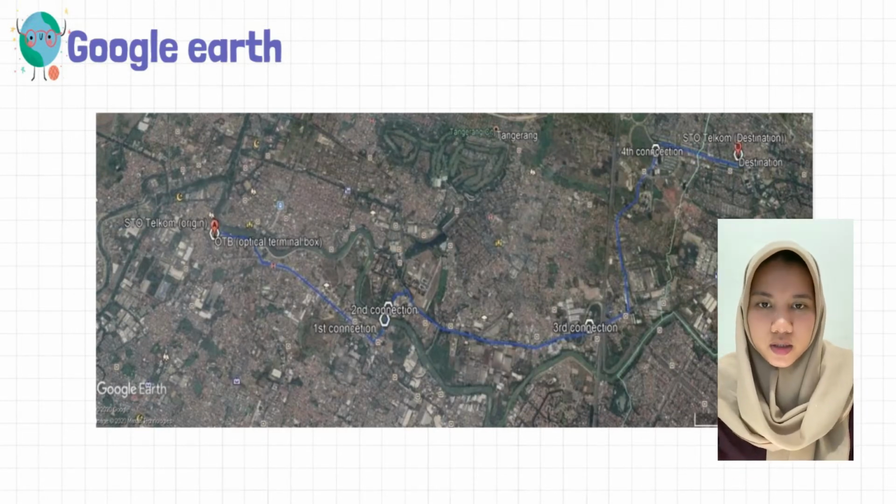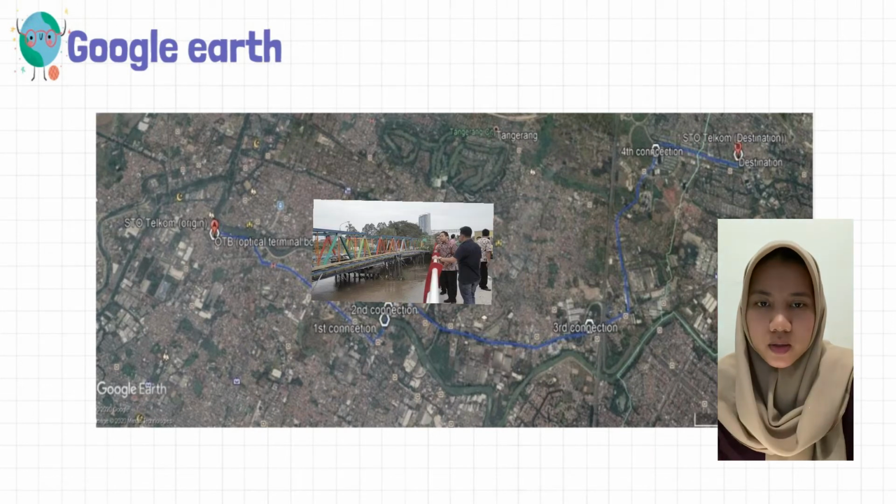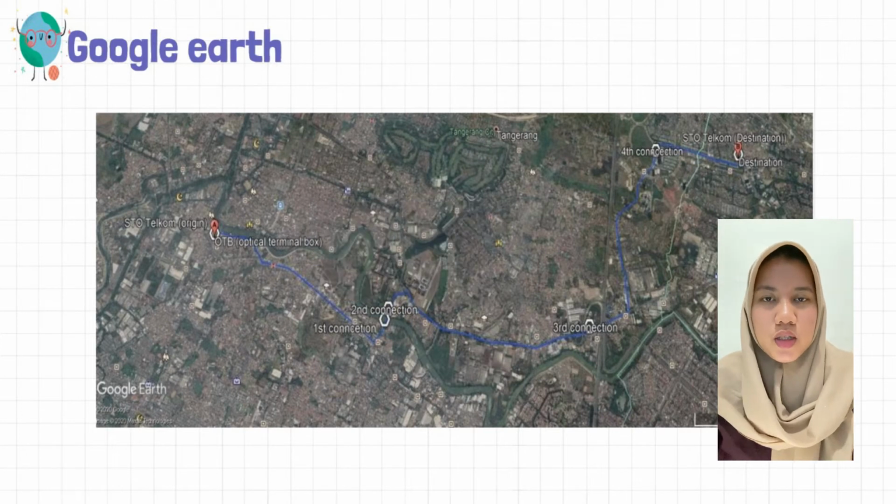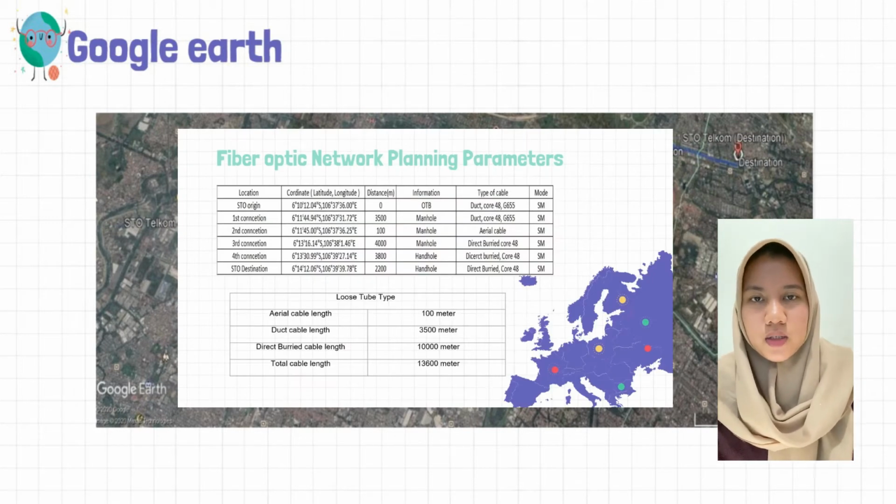And for the second connection, we use the aerial type cable because it crosses a bridge as far as 100 meters. Then we use the direct buried cable type because it crosses highways and toll roads. Starting from the third connection point to the destination STO, the cable installation is done by handhole.